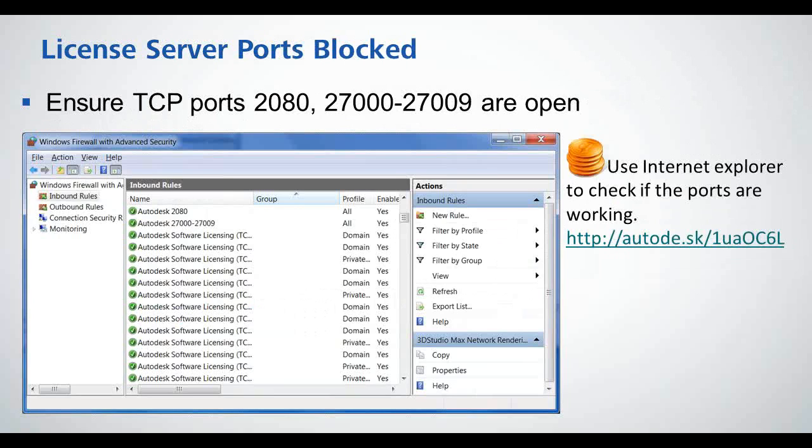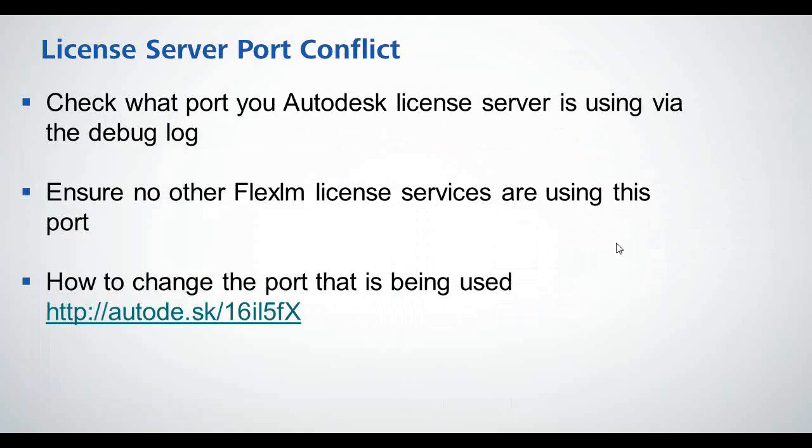So if you stop the Autodesk license service in your LM tools, you can go to a client and run that test in Internet Explorer that I have a link to the article about, and see if the ports are responding. And if they are, that means something else is also using that port, and it'd be a good idea to switch over to a new port that does not give any response.